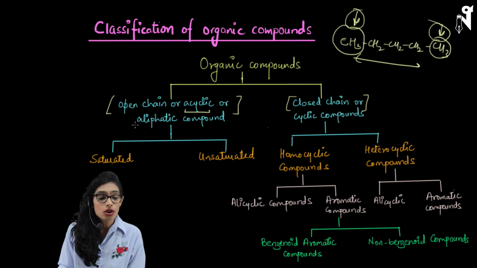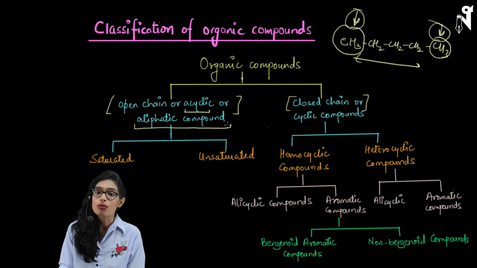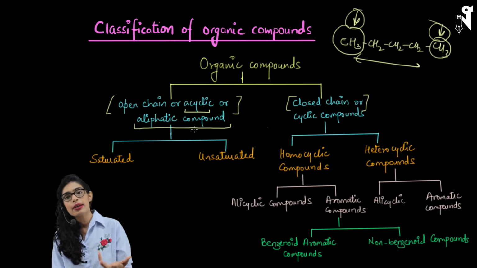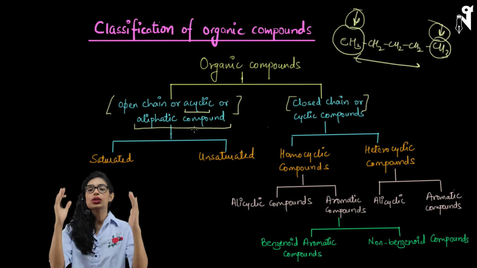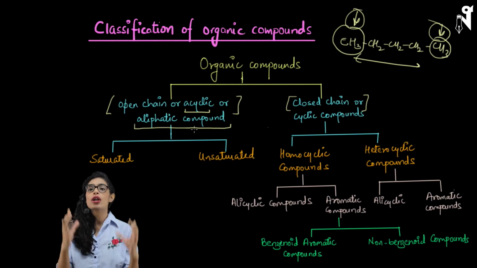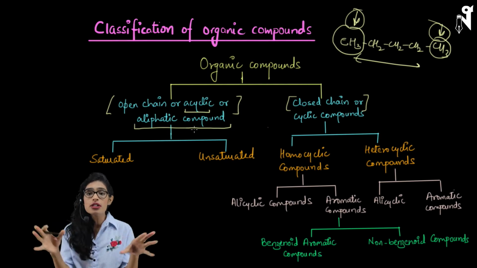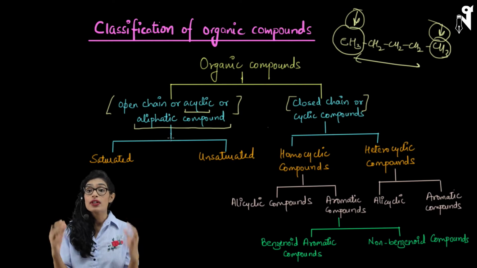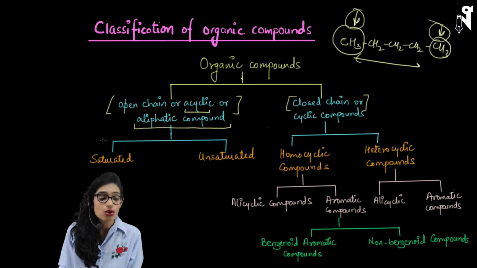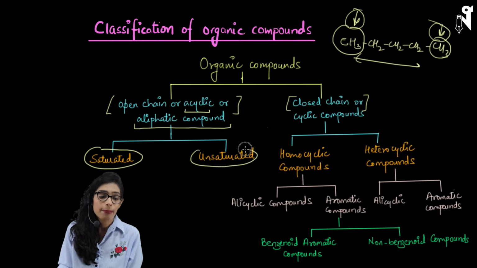These compounds are also called aliphatic compounds. Aliphatic compounds, acyclic compounds, open chain compounds belong to the same thing. They are just synonyms of the same type of compounds. Now these open chain compounds can be further divided into two categories, which we have learned in grade 10, and that is saturated and unsaturated compounds.